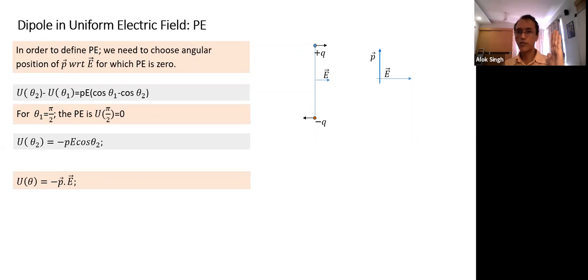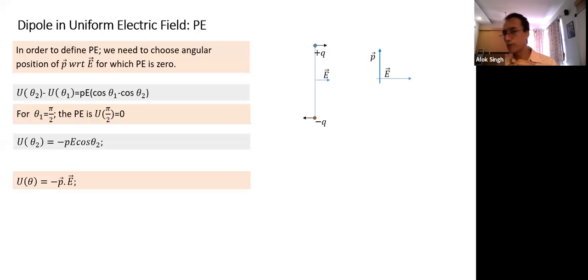So at this point the potential energy is 0. We start from minus P, and it keeps increasing, still negative. Minus P will become minus P by 2, and then it will become 0, then P by 2, and then finally P. So as the angle keeps increasing, potential energy will keep on increasing.